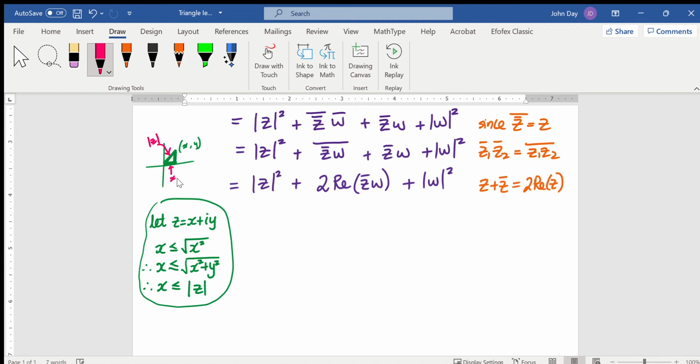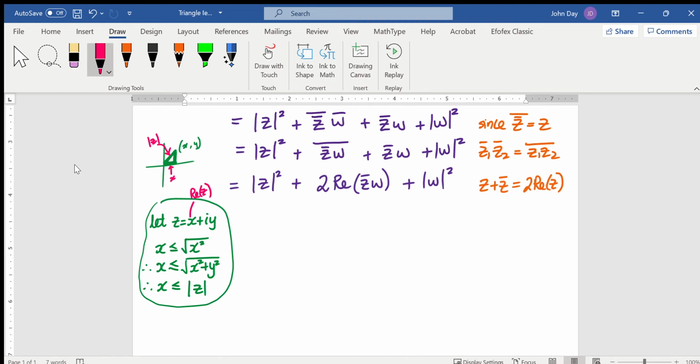Now, if x was negative, that's going to certainly make it smaller than mod z. But that might be graphically what we're talking about. But x is definitely less than or equal to mod z, right? And x is the real part, right? This is the real part of z.